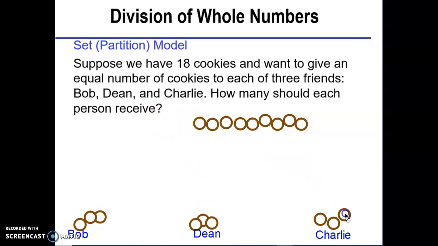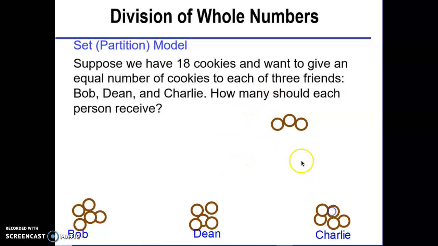So the way you're going to illustrate this on your test, because obviously you can't move things around while I'm grading your test, right? I can't watch you do that. So you're going to label the cookies maybe BDC, BDC, BDC for Bob, Dean, Charlie. Maybe you're going to label them 1, 2, 3, 1, 2, 3, 1, 2, 3. Maybe you're going to go 1, 1, 1, 2, 2, 2, 3, 3, 3.